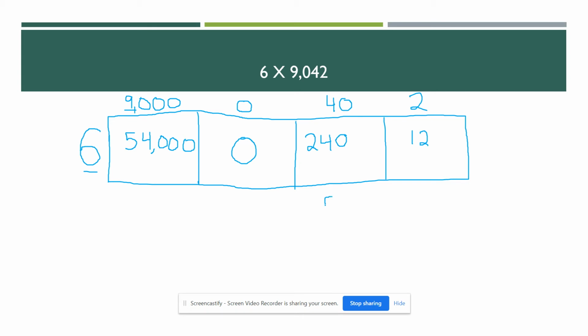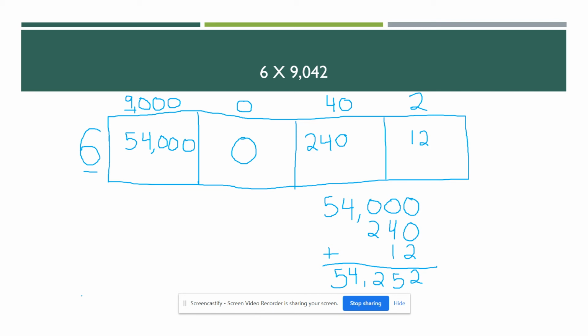Once again, I'm going to line these up, greatest on top down to the least. They do not need to include the 0 because there's no value to add when we're looking here. 240 and 12. 0 plus 0 plus 2 is 2. 4 plus 1 is 5. 0 plus 2 is 2. And then there's nothing to add with 54. So my final product is 54,252. So this is how you multiply a 1-digit number by a 4-digit number.